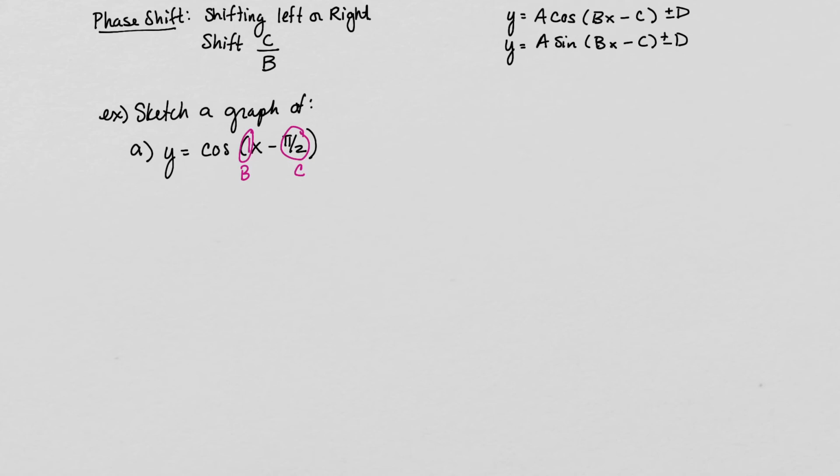So in this case, our phase shift is going to be c over b. So pi over 2 over 1. And if you divide by 1, you haven't done anything, right? So this is just pi over 2. What that means is everything in our graph is going to get shifted pi over 2 to the right. Okay, so we're going to shift pi over 2 to the right.